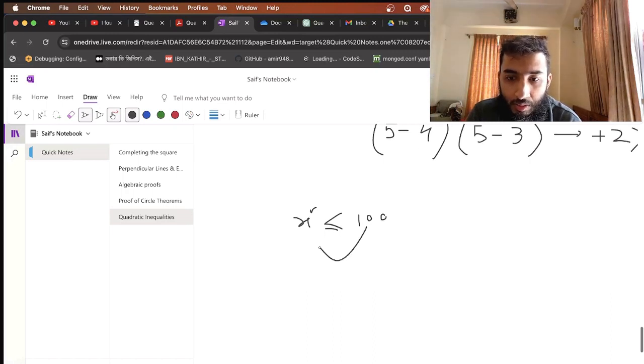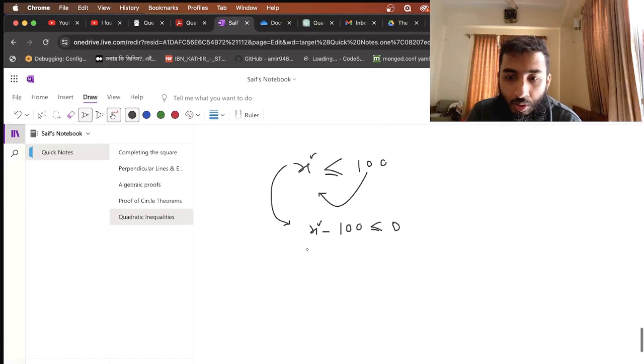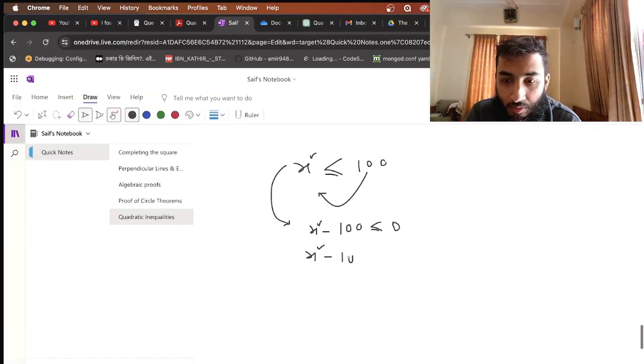So if I take the 100 here and simplify this inequality, x square minus 100 is less than or equal to 0. So we can use the formula of a square minus b square. So we can also write this as x square minus 10 square is less than or equal to 0, or x plus 10 and x minus 10 is less than or equal to 0.